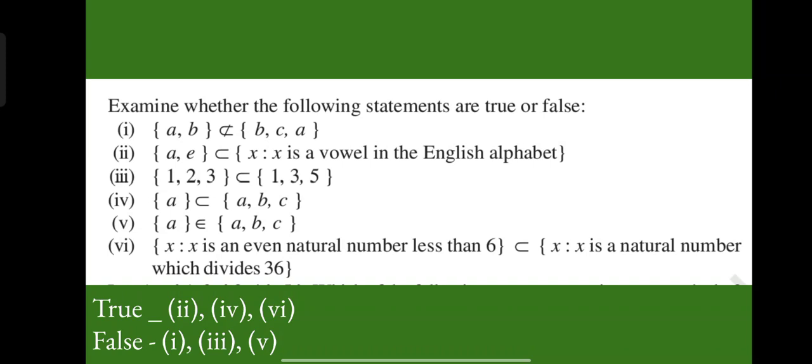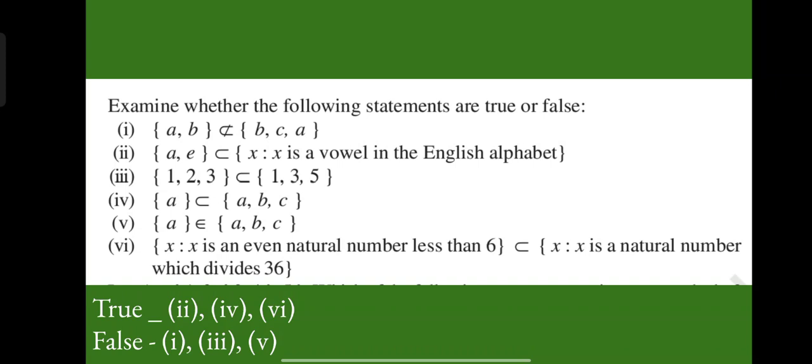Then comes the next question, examine whether the statements are true or false. There are 6 statements and we have to check whether they are true or false. Set AB is not a subset of BCA, but look, A comes in two sets and B is also present in both sides, then it is a subset, isn't it? So that is wrong. And AE is a subset of collection of vowels. What is a collection of vowels? A, E, I, O and U. So A, E is a subset of A, E, I, O, U.